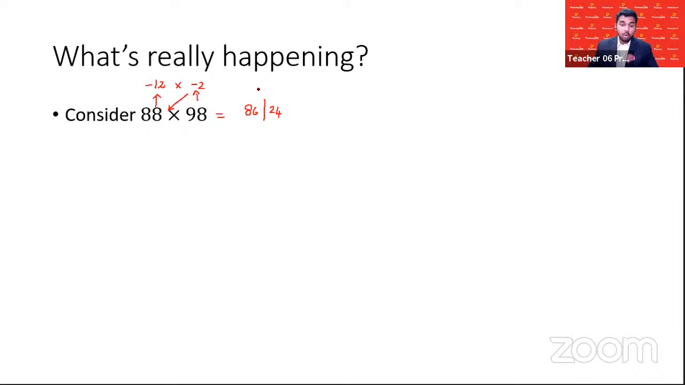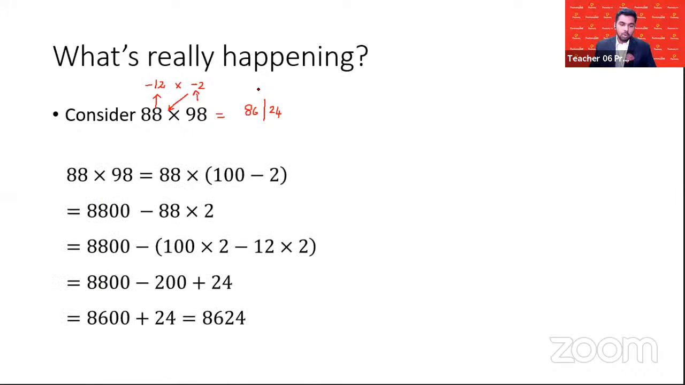Now let us see what is the actual step that is happening while we do this shortcut method. So here is what is actually happening. I'll explain line by line. We write 88 times 98. 98 is written as 100 minus 2. Isn't it right? It is minus 2 away from 100. Now what we do is 88 into 100. This is the distributive law of multiplication. 88 into 100 and 88 into minus 2. So that becomes 8800 minus 88 times 2.